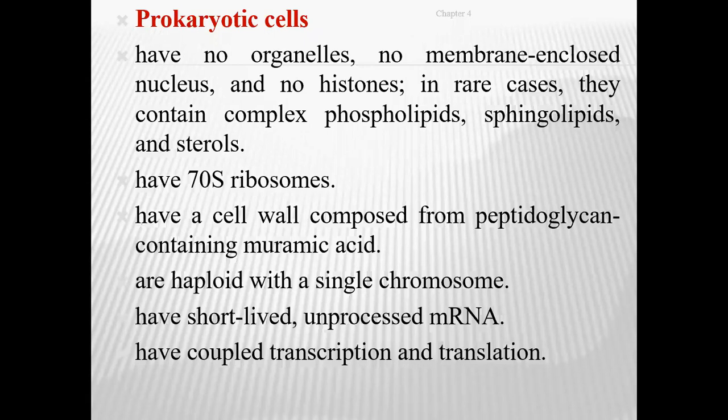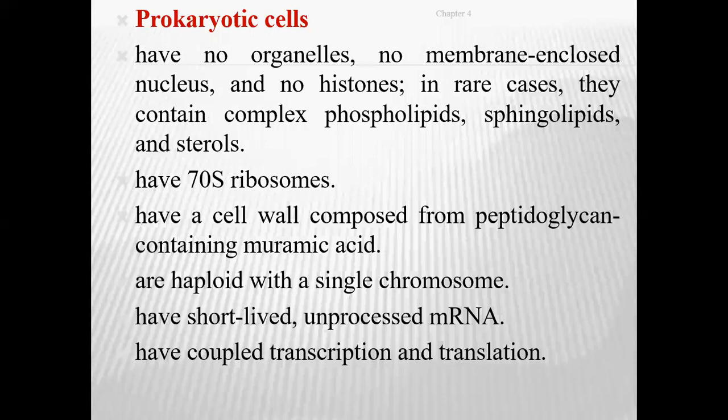Also, they contain complex phospholipids, sphingolipids, and sterol. The ribosome of these organisms is 70S, while in eukaryotic cells it is 80S. The most important feature of bacteria is the presence of a cell wall composed of peptidoglycan containing muramic acid. This is a unique feature for bacteria, while eukaryotic cells have no cell wall, only the plasma membrane, except for some plants.